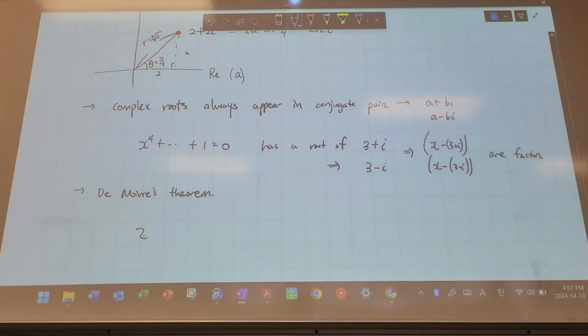For example, let's say z to the n is equal to 1, and then you try to solve for z. That's when we use De Moivre's theorem. Okay?